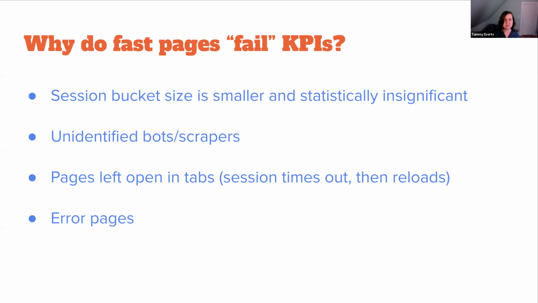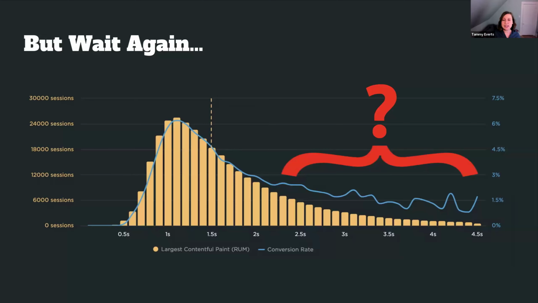But wait again, why is there this long tail? Even though 2.5 seconds is Google's threshold, things have sort of bottomed out in this case, and just kind of start wavering up and down. It doesn't really seem to matter. Conversions, if we were to draw a trend line across this long tail, would be about 1.5%. Why is that? We call this a performance plateau.